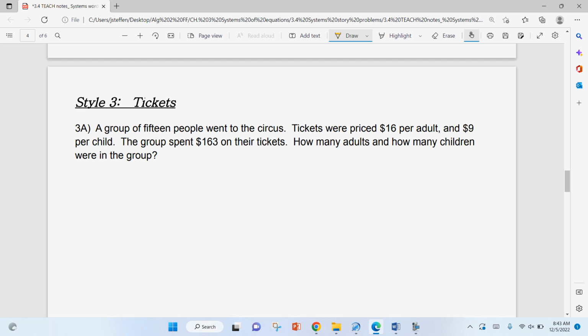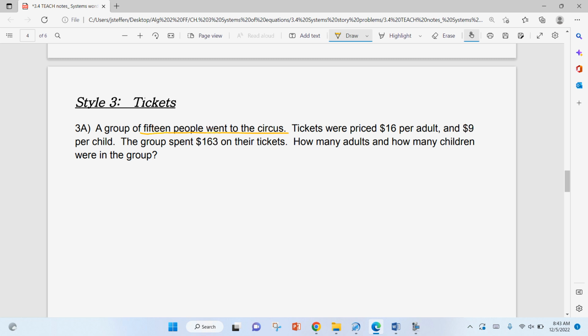So you're getting tickets to go in somewhere, to a circus, to Cedar Point, to the Elkhart County Fair, something like that. So a group of 15 people went to the circus. Now the big thing is that already is giving you an equation. They give you the total amount of people that went to wherever they went.